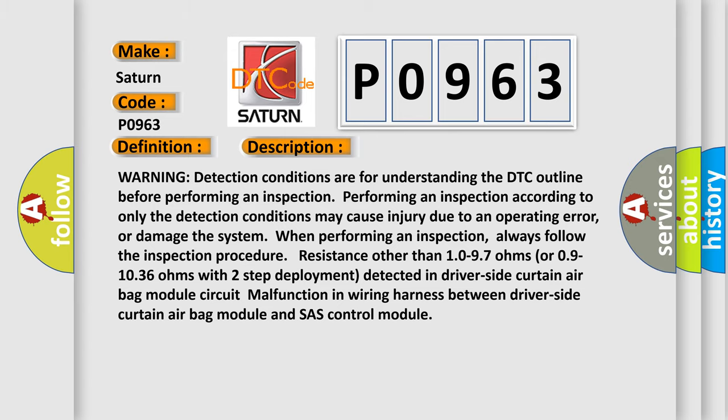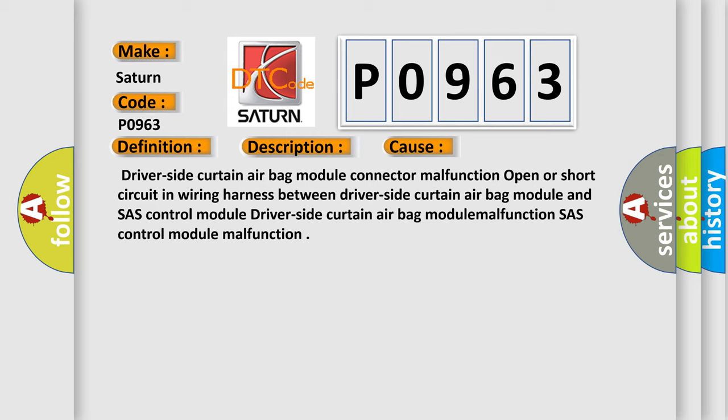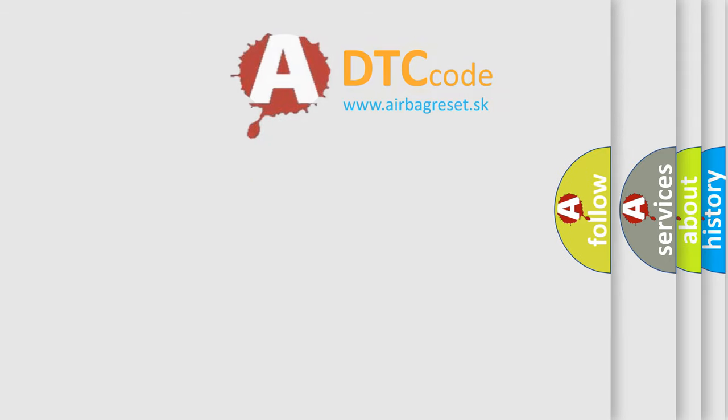This diagnostic error occurs most often in these cases. Driver side curtain airbag module connector malfunction. Open or short circuit in wiring harness between driver side curtain airbag module and SRS control module. Driver side curtain airbag module malfunction. SRS control module malfunction.